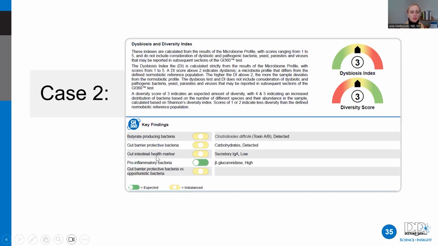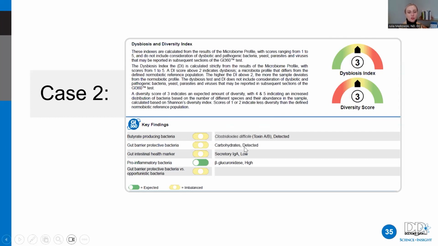With the intestinal health marker, we also want to think about supporting the microbiome with soluble fiber, and then the balance between the gut barrier protective versus opportunistic is too high. So we want to intensify those strategies. The second column is going to be additional findings on the report, and we will see that the patient has the C. difficile toxin A and B. So we want to take a look at that.